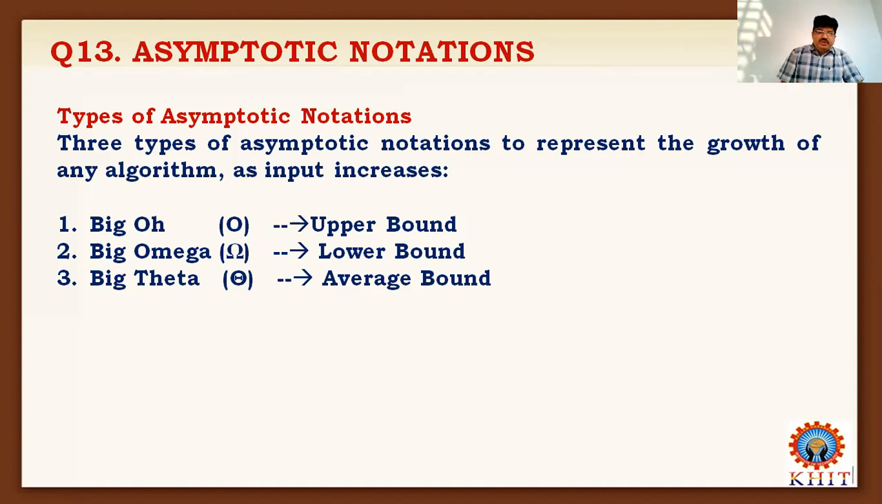There are three asymptotic notations required to represent the growth of an algorithm as the input value increases. Some of the well familiar asymptotic notations are big O notation. This is the symbol for representing big O, which can be used to measure the upper bound of an algorithm. The second one is big omega notation. This is used for measuring the lower bound. And theta notation is used for considering the average bound.